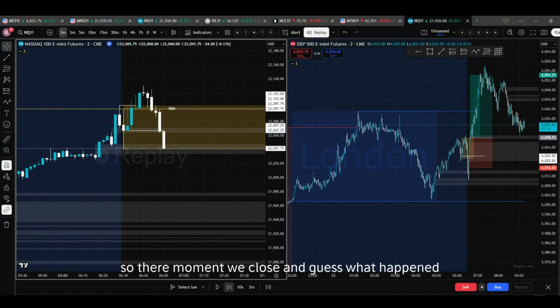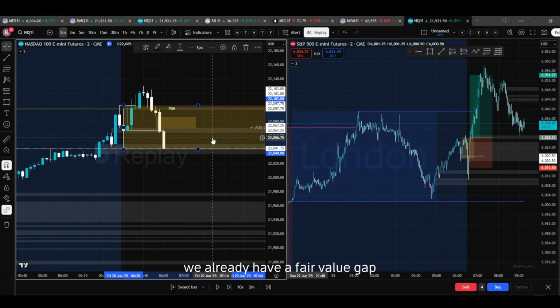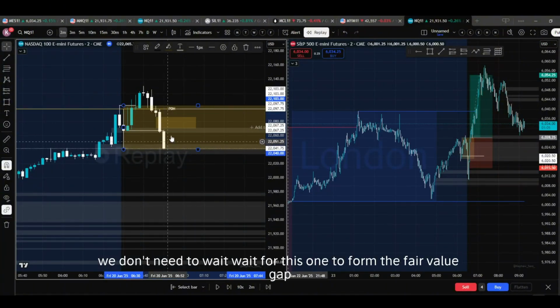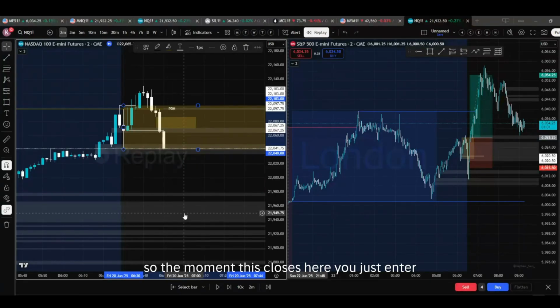So there, the moment we close, and guess what happened? There's already a fair value gap here. So I'm like, okay, we already have a fair value gap. We don't need to wait for this one to form the fair value gap. So the moment this closes here, you just enter.